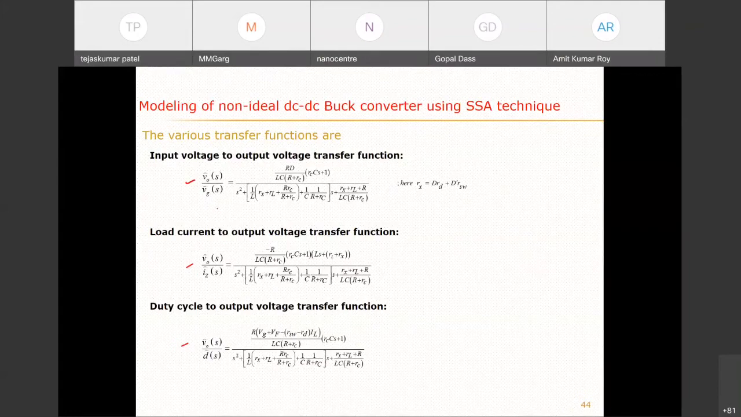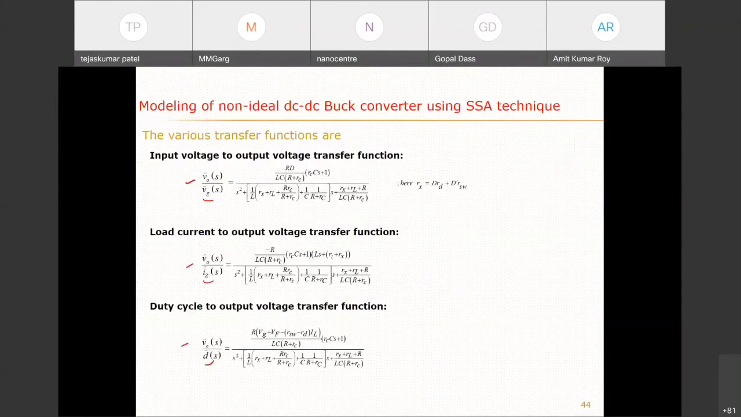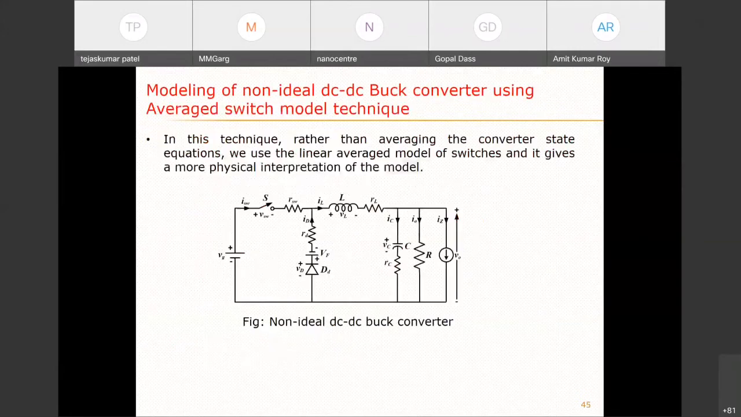Okay, so let's come to the practical circuit. This is a buck converter circuit including non-idealities. When the switch is on, we have written all three equations. Then when the switch is off, we have again written these equations. Then just by rearranging that and applying the state space averaging technique, we get the transfer functions.